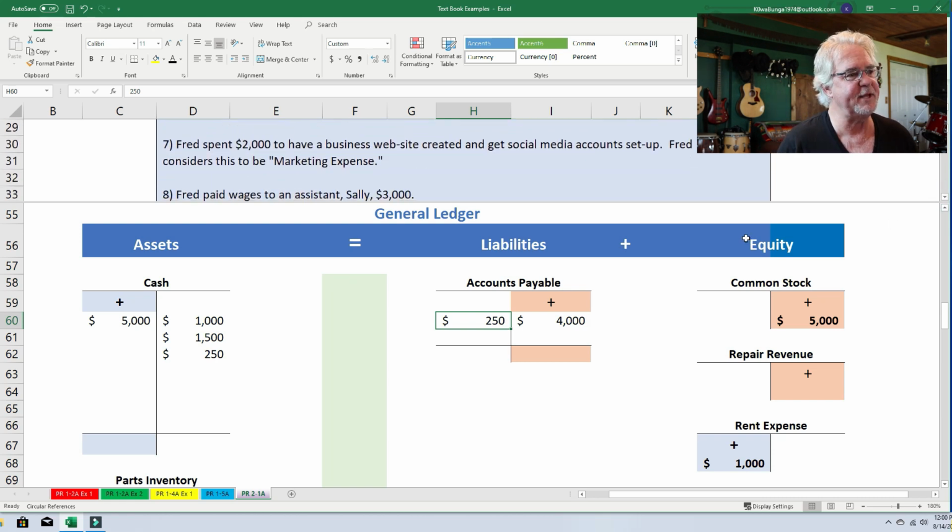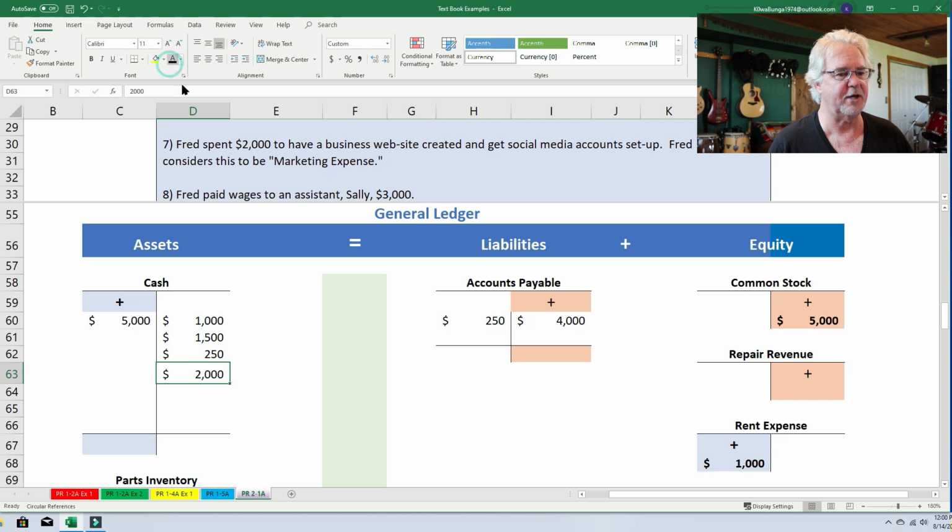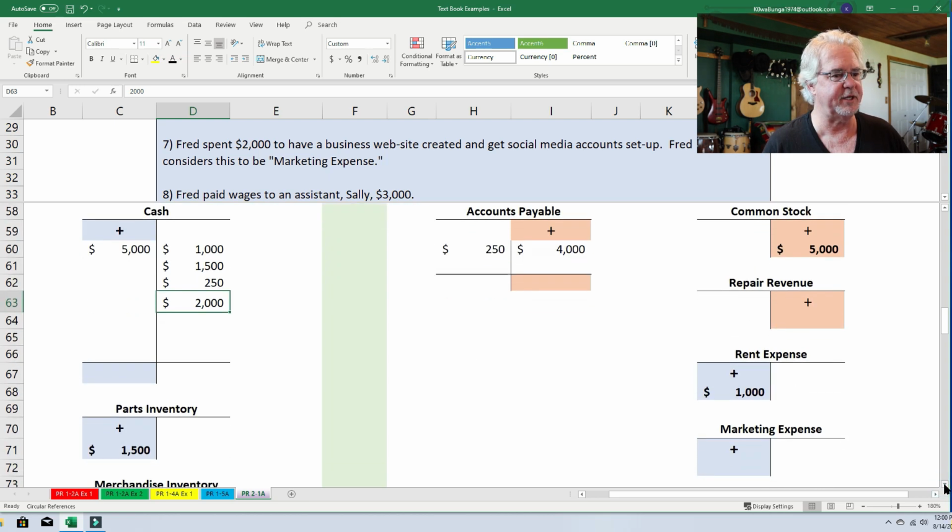Number 7, Fred spent $2,000 to have a business website created and get social media accounts set up. Fred considers this to be marketing expense. So Fred is spending some more money here, $2,000, to get all set up with that. Fred's really good at fixing snowblowers, but he doesn't know very much about social media. And so he had to hire somebody.